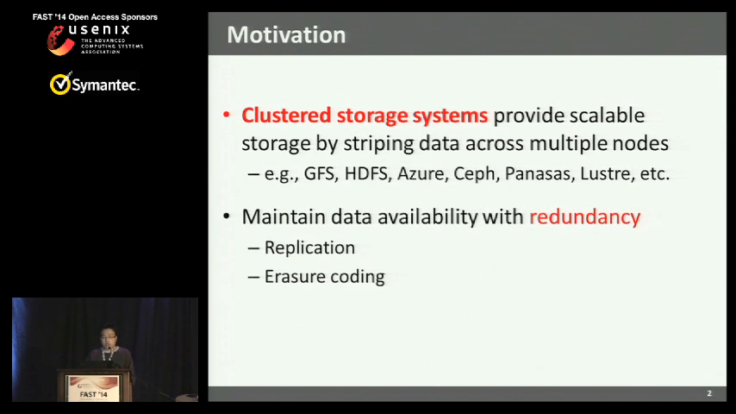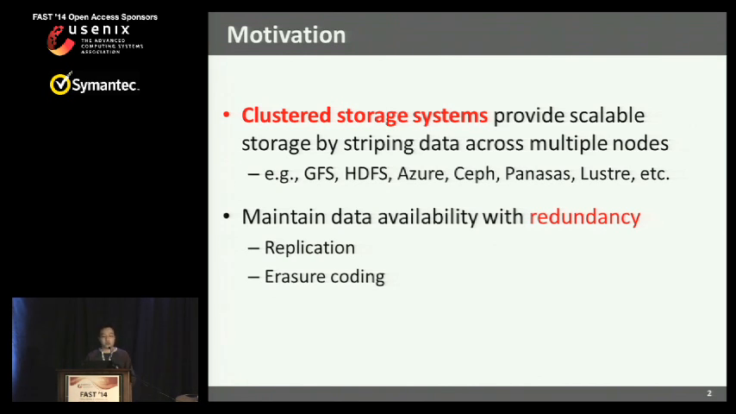So the motivation is that cluster storage systems provide scalable storage by striping data across multiple nodes. Today we already see a lot of production cluster storage systems, GFS, HDFS, Azure, etc. Failures are very common, so we need to make sure we have data availability. There are two ways to provide data availability, and both of them use a redundancy scheme.